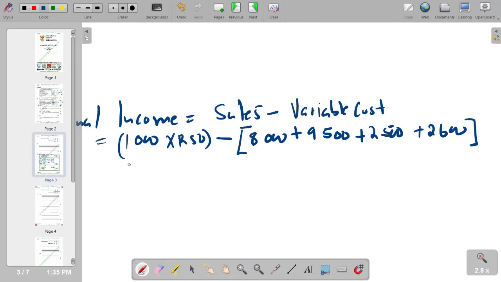22,100. So we say 1,000 times 50, and you get your answer is 50,000. So we are saying 50,000 rands minus the total of variable that we have inside the brackets, we get to 22,100. And if you subtract, you get your marginal income, which is going to be 27,900.